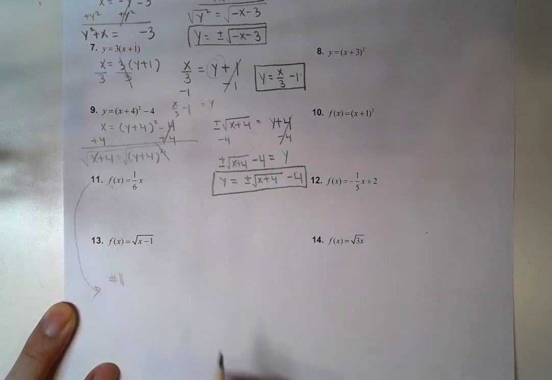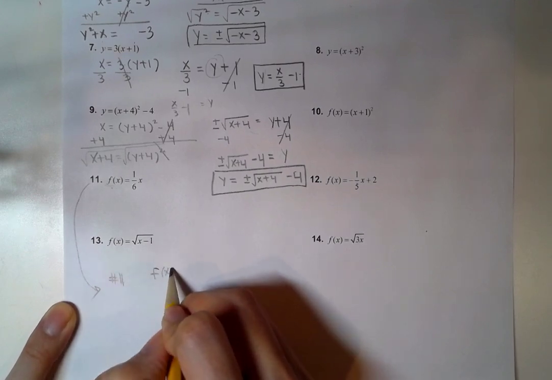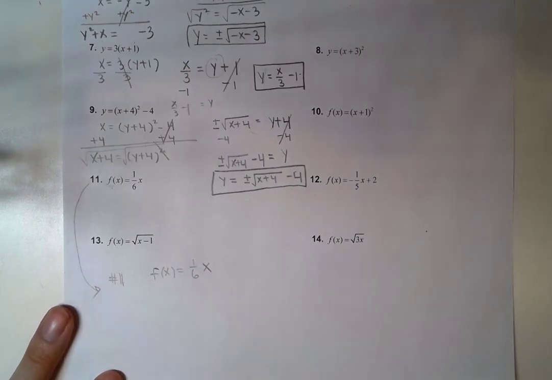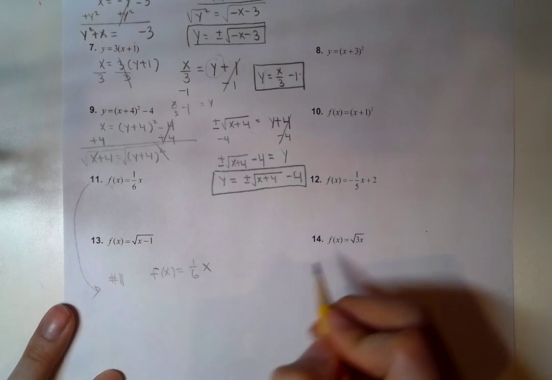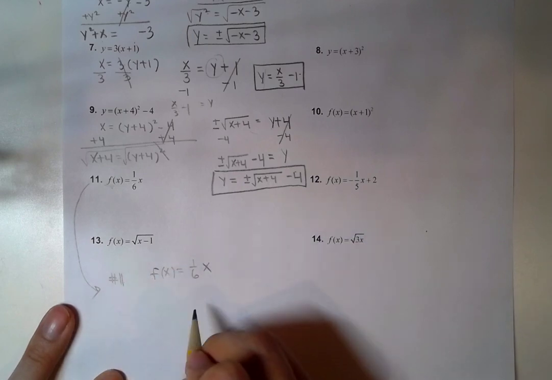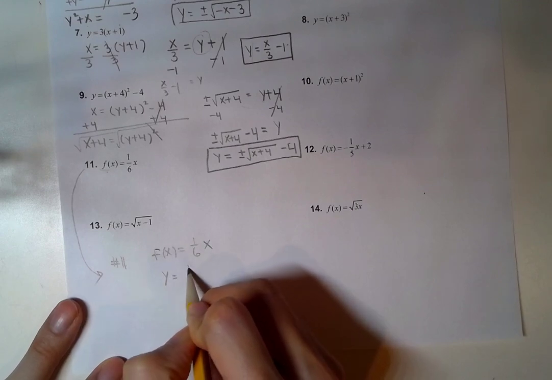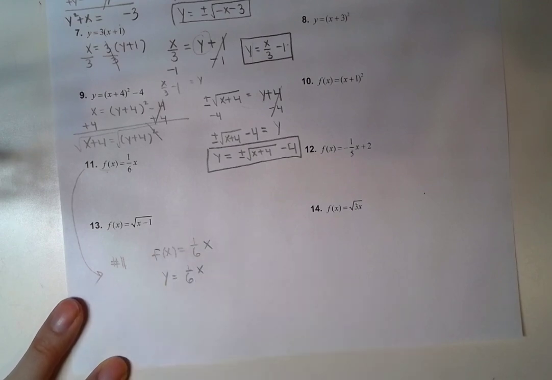Number 11. So you got f of x equals 1 over 6x. You don't have y here, but don't worry, that's the same as y. Whenever you see f of x, you can write y for that. Y equals 1 over 6x. Okay?